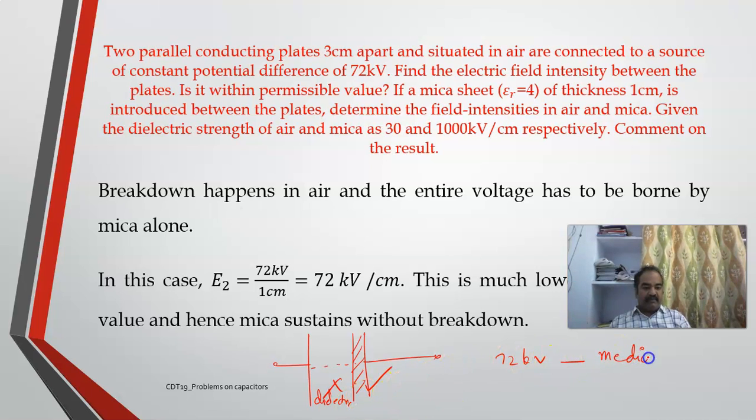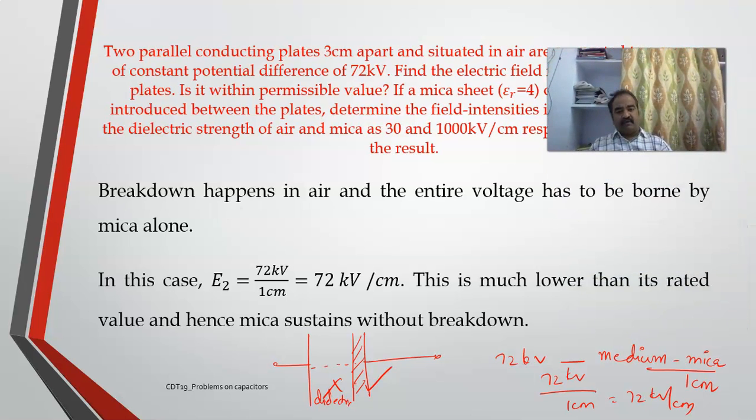Now, what is the medium which you have? I have only one medium, that is mica, because air already has experienced breakdown. And what is its thickness? 1 centimeter. So what is the strength now? 72 kV per 1 centimeter, so it is 72 kV per centimeter, because air has already experienced breakdown and only mica of 1 centimeter is present. In this case, E2 is 72 kV per centimeter. This is much lower than the rated value of 1000 kV. So even though it is only 1 centimeter, it can withstand, and hence mica sustains without breakdown.